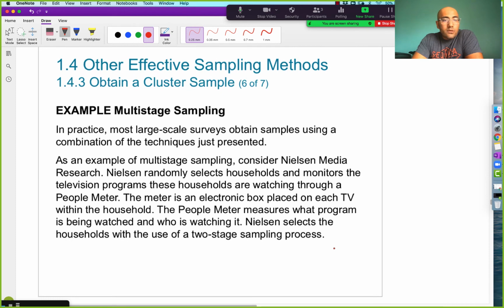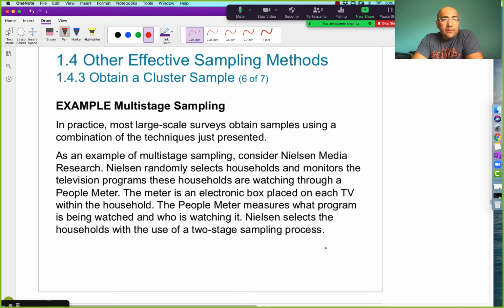Okay, multi-stage sampling, right? So we can combine these things and come up with different, more complicated ways of getting your sample, where you have a combination of different types. In practice, most large-scale surveys obtain samples using a combination of techniques just presented.